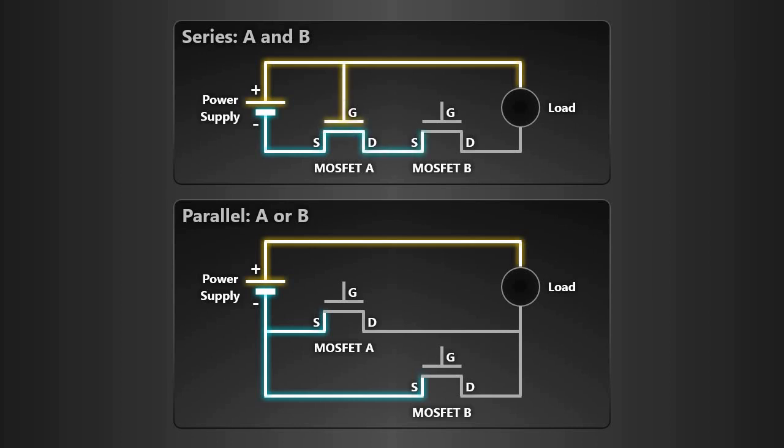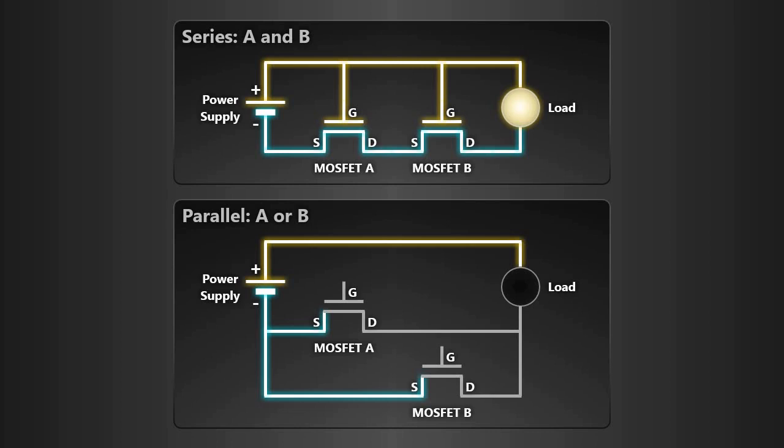If we turn on MOSFET A, the circuit continuity is still broken at MOSFET B. If we turn on MOSFET B only, since no current can pass from MOSFET A, the continuity is again broken. However, if we turn both MOSFETs on, the circuit is now complete and the load is powered up. Since we need both MOSFETs A and B to turn on, we have effectively created a logical AND.